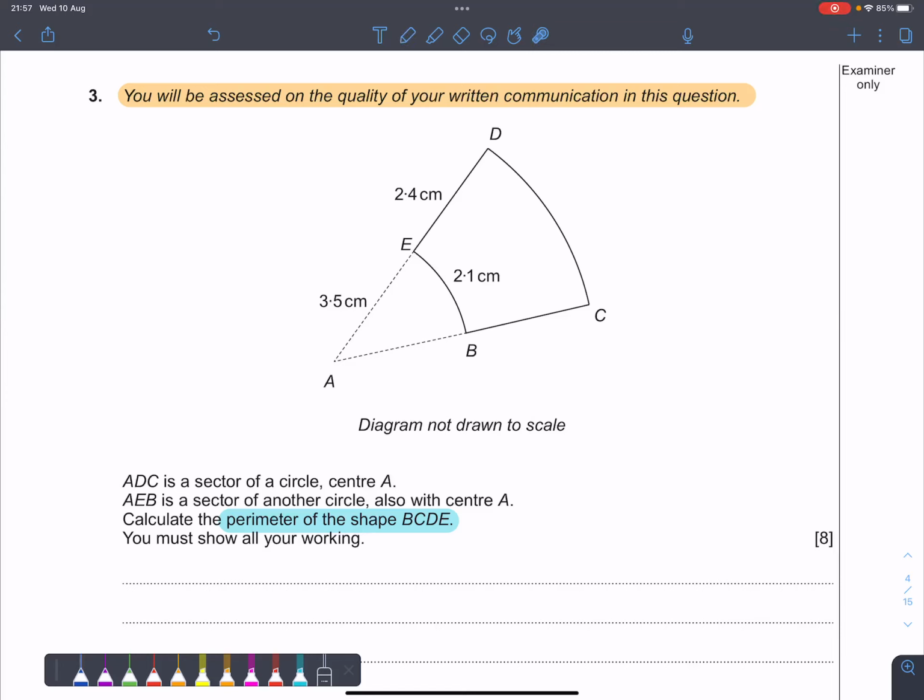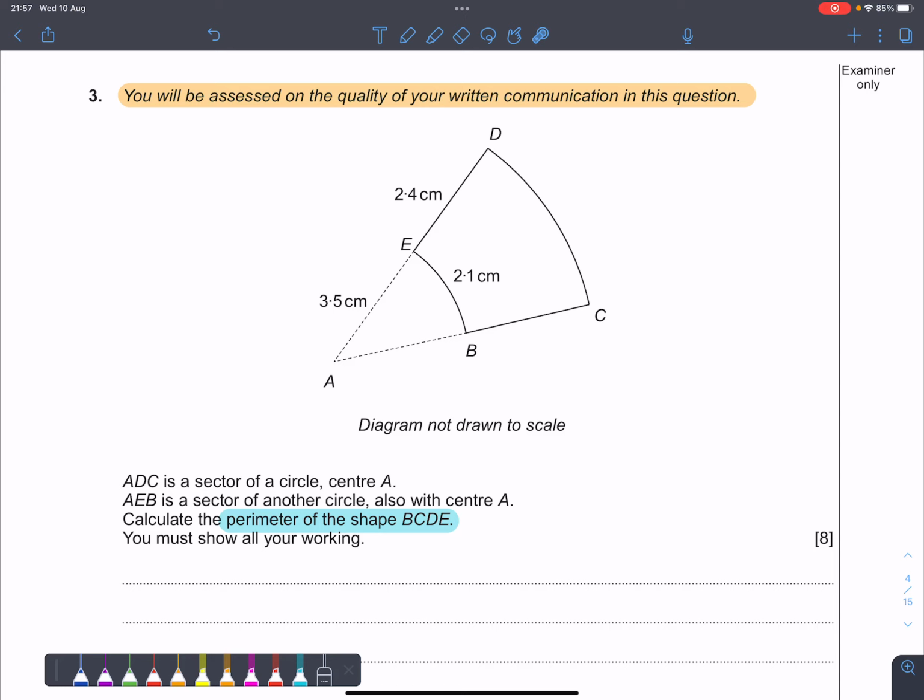Okay, in this video we're going to be looking at question 3 from the WJEC additional math paper from June 2014. The first thing to draw your attention to is that we are assessed on the quality of written communication in this question. So be careful what you write. You don't need to write reams and reams of sentences. You just have to be clear, be concise, put your units throughout, and make sure your mathematical form is correct. So let's see what we've got.